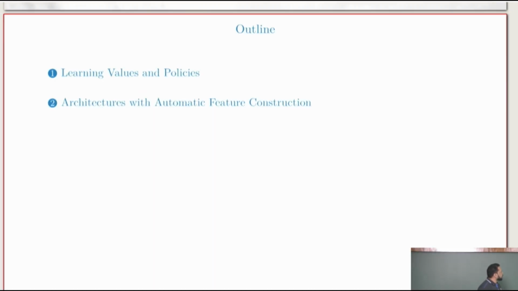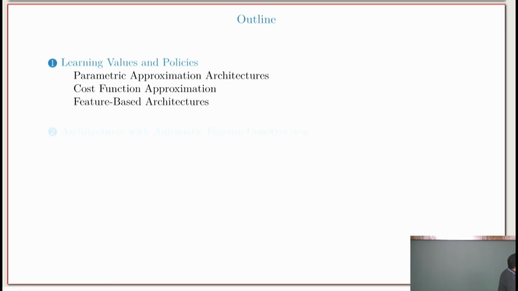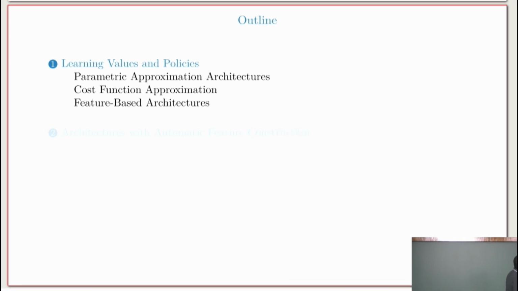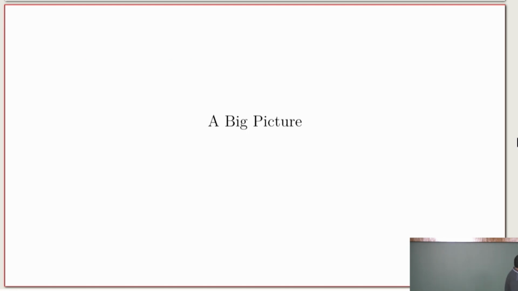Okay, so we will look into now parametric approximations. It includes cost function approximation and policy approximation as well. And approximations involve feature extraction, and then we can see this as a two-step process: extract the features and then do the approximation, or it could be done in one shot. So we will see that.